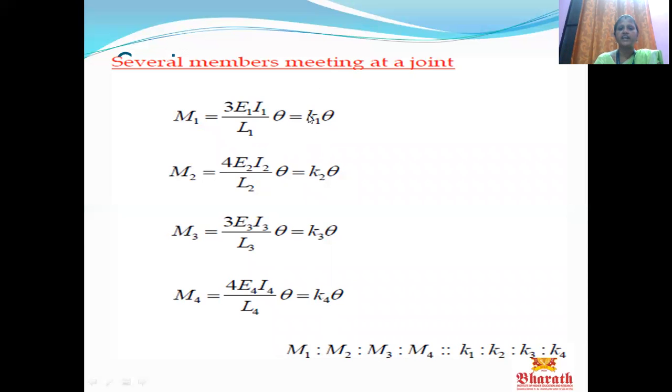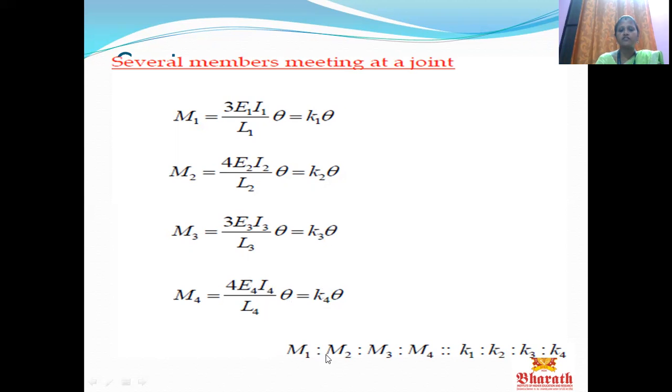So they are taking as K1, that is stiffness, into slope theta. Similarly for member 2, that is 4 E2 I2 divided by L2 into theta, so they're taking as K2 into theta. Similarly for member 3, they are taking 3 E3 I3 divided by L3 into theta, which is equal to K3 into theta. For member 4, that is 4 E4 I4 divided by L4 into theta, which implies K4 into theta.